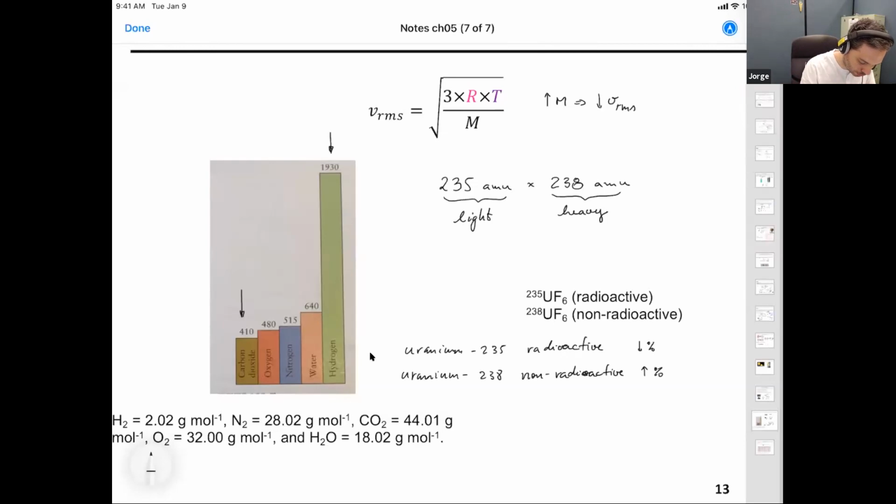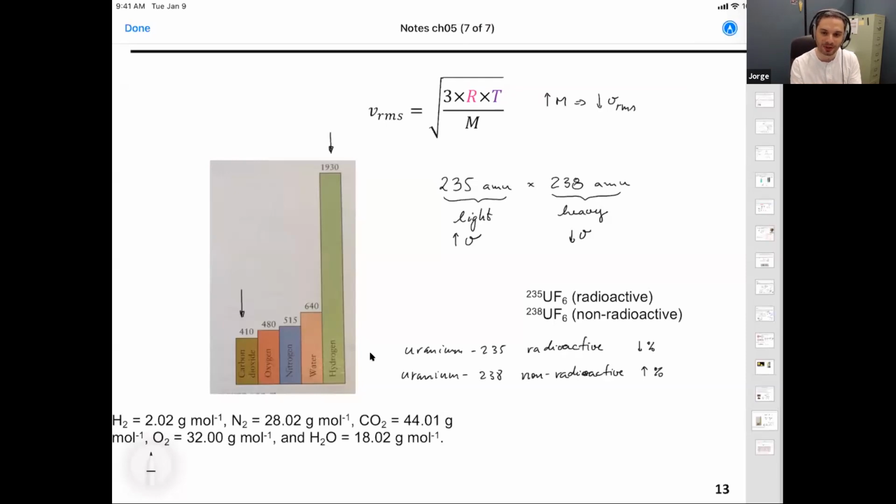So uranium-235 has a higher speed than uranium-238. Therefore, the enrichment process consists in moving the two isotopes of uranium throughout a line and taking advantage that the uranium-235 will move faster and will hit the ending first than the 238.